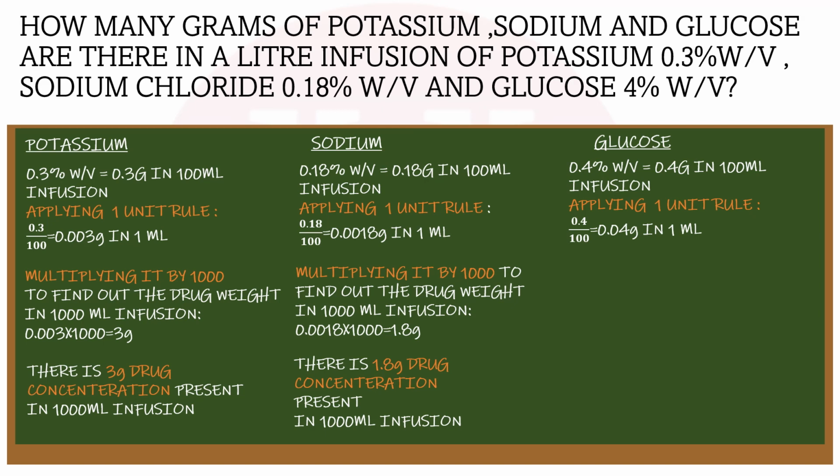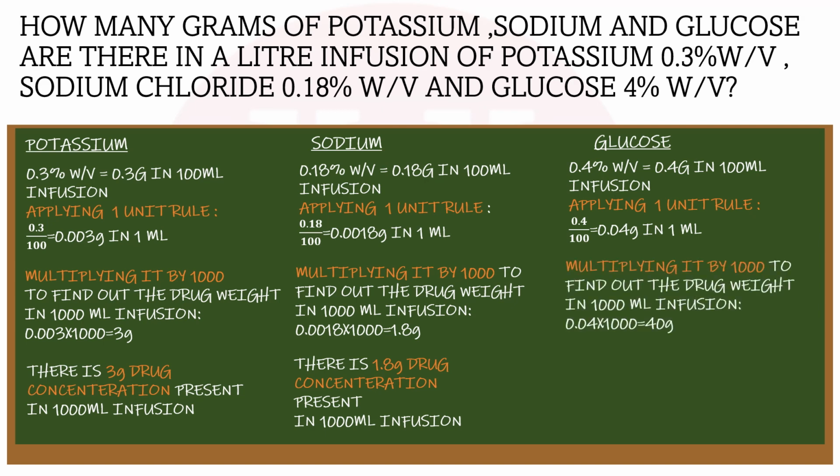Now to find it out in 1000 ml or 1 liter, we will be multiplying it by 1000 and it gives us the answer as 40 gram. So the final answer is there is 40 grams of glucose concentration in 1000 ml of the infusion.